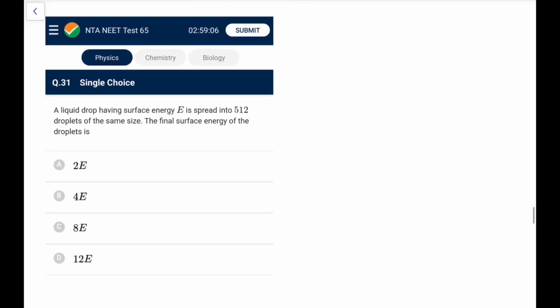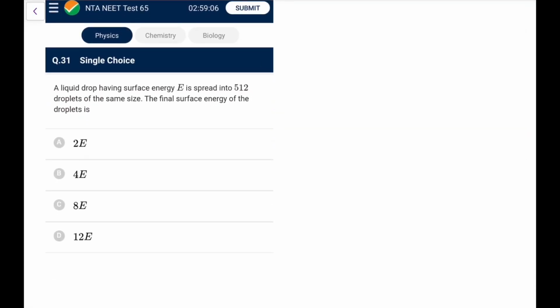Now the next one. A liquid drop having energy E is spread into 512 droplets of the same size, the final energy is. So first of all, because the drop is being split, for the liquid drop the volume of the initial drop is 4 by 3 pi R cube. That would be equal to 512 into 4 by 3 pi small r cube. Small r is the radius of the newer one.